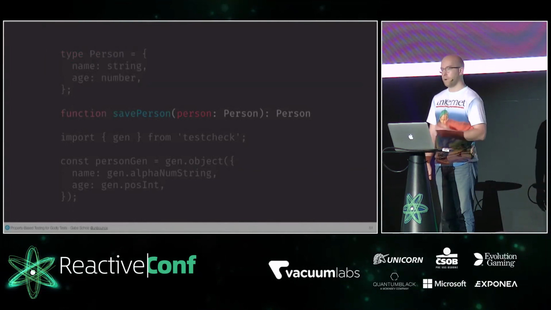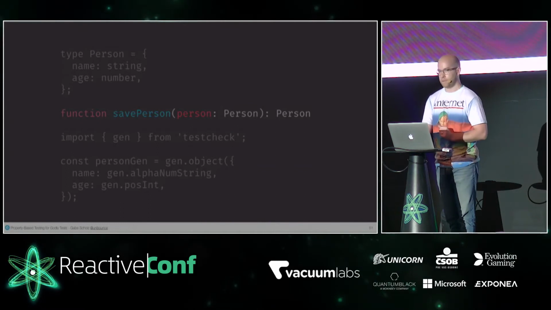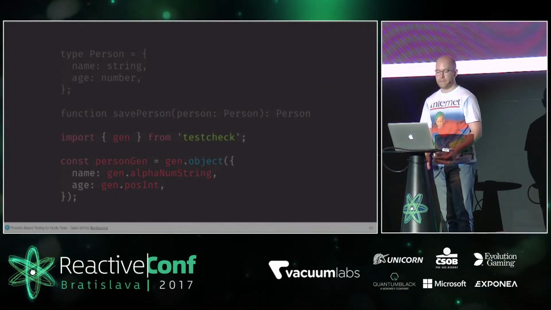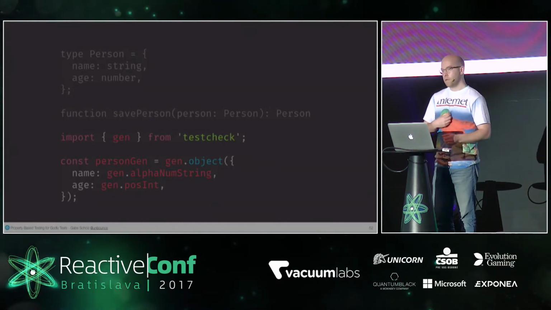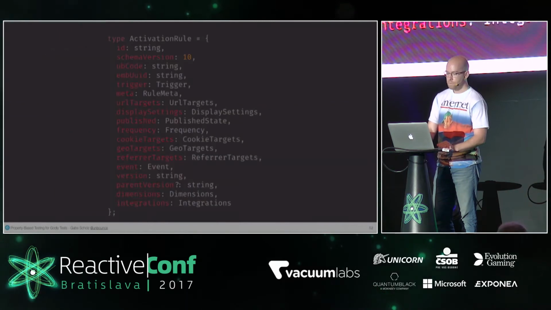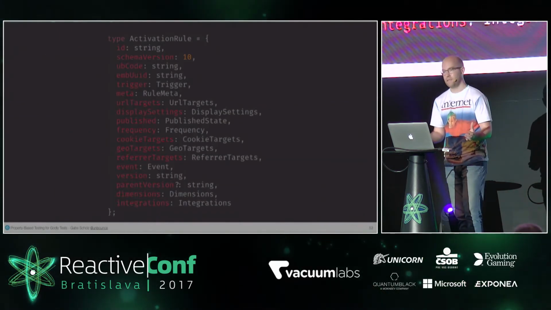If you had a function savePerson, I can easily generate input for this, right? My person is very simple, and we've already seen this. I generate my person like that, and then I'll generate values and do my property thing. But what if you have something like this?